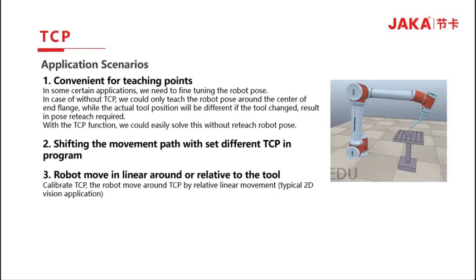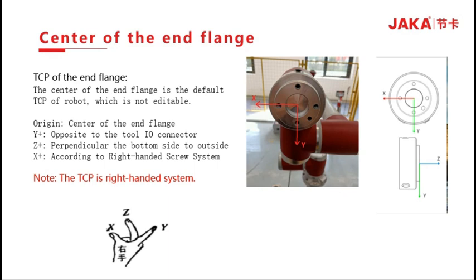First, we'll go through the setup of the tool center point. The advantage of TCP: first, it's very convenient for us to teach points when we need to adjust the robot pose. In case we don't have a TCP, the robot can only teach around the center of the end flange, while the actual tool position might be different after teaching and requires a reteach. We could easily solve this with TCP. Second, by setting up different TCPs in a program, we could shift the movement path. Third, to let the robot move in a linear motion around relative to the TCP, the typical application is with 2D vision.